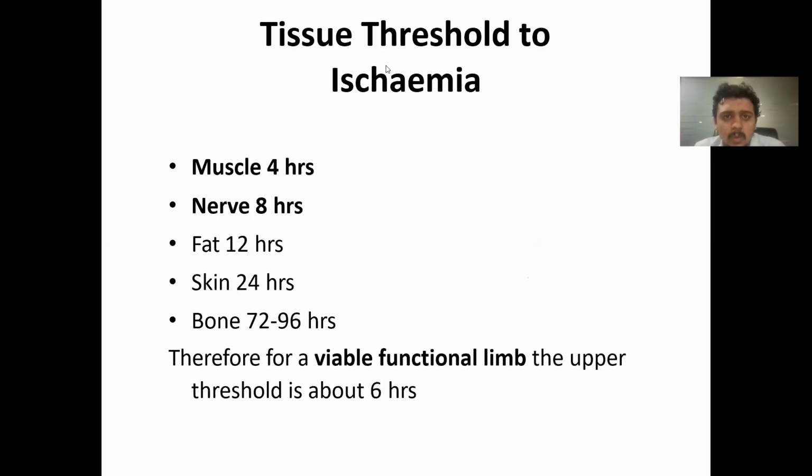Now, it is important to know the tissue threshold to ischemia. The muscle is the most vulnerable tissue to ischemia. It takes only 4 hours to start permanent necrosis of the muscle. It is followed by the nerve, which can withstand ischemia up to 8 hours. Fat can withstand up to 12 hours, skin for 24 hours, and bone can withstand ischemia for 72 to 96 hours. Therefore, for a viable functional limb, the upper threshold is only about 6 hours because muscles and nerves are usually in this range only.